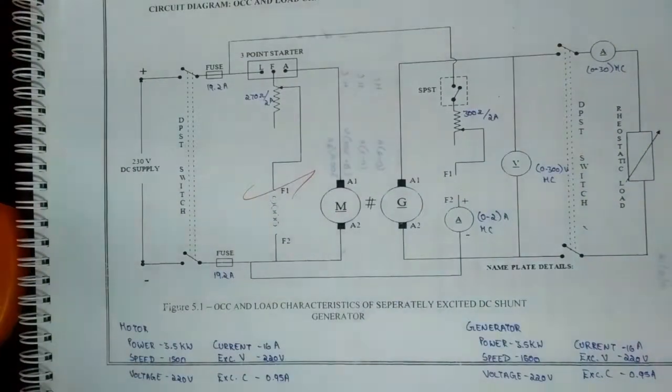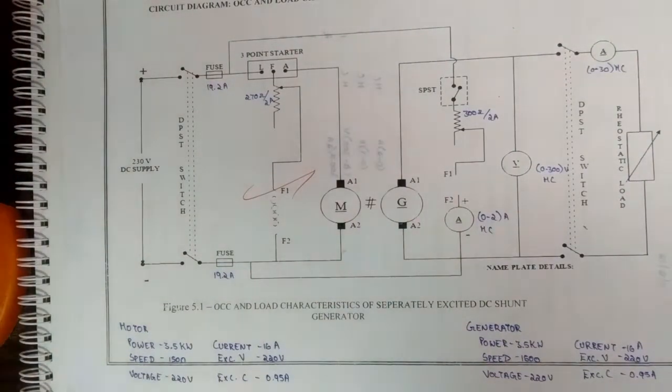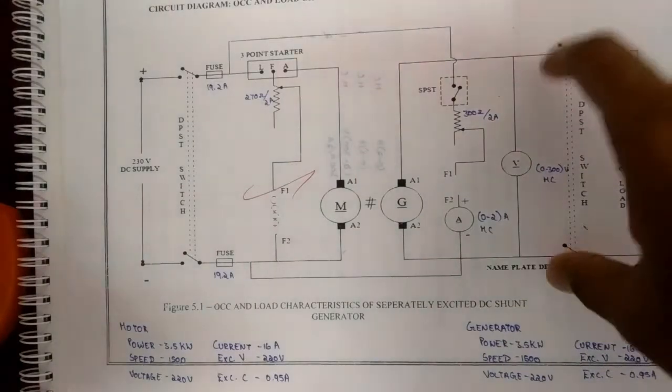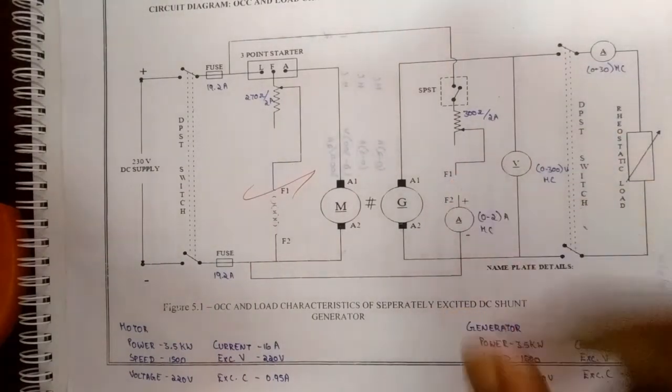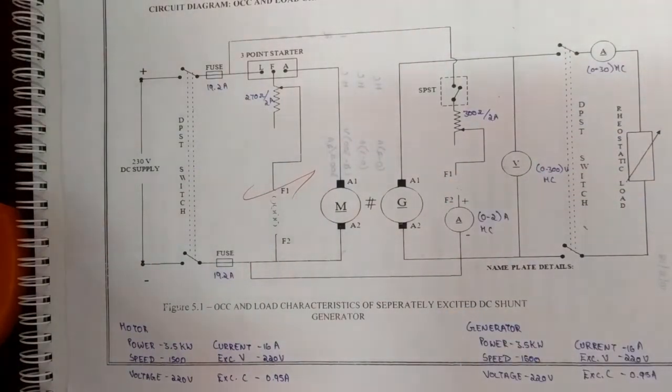Next, we will move on to the load test. For the load test, the DPST switch 2 is closed when the rated voltage is reached. Then the load is applied using the loading rheostat and the load current IL, load voltage VL and field current If are noted down for various load currents. The same procedure is repeated up to the rated current.